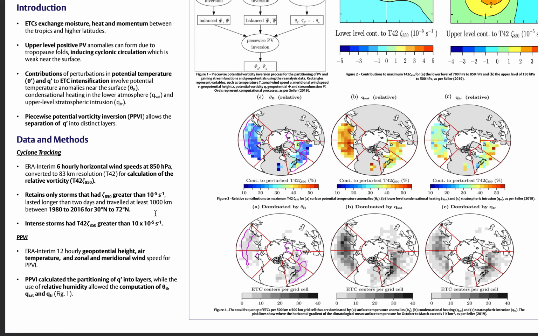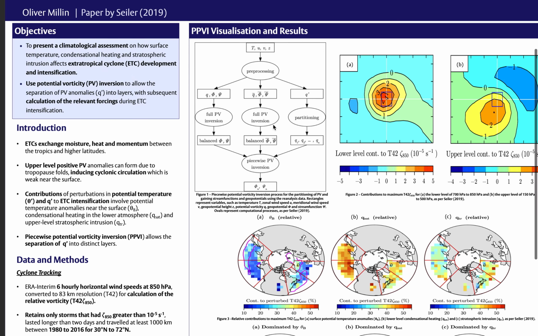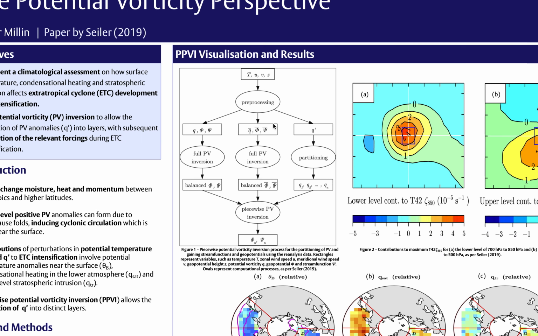And so the piecewise potential vorticity inversion allows the partitioning of PV perturbations into layers with the use of relative humidity to allow the computation of those separate driving variables previously mentioned. And this piecewise potential vorticity inversion technique can be seen in Figure 1, where you take your air temperature, zonal and meridional wind speeds, and geopotential height.